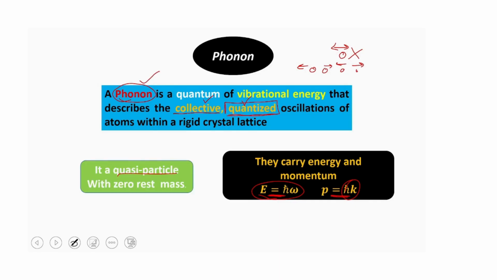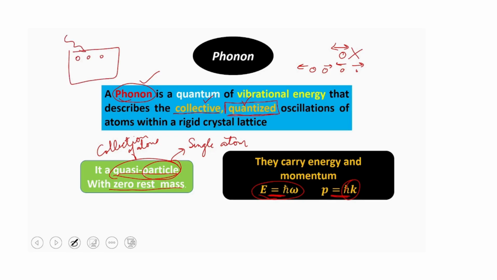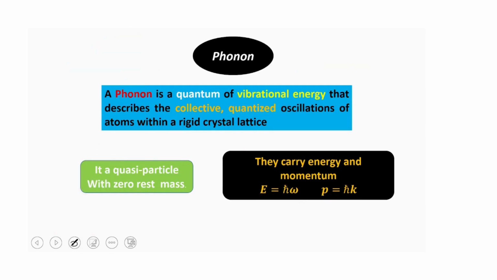It is a quasi particle because if it were a particle, then we would have considered a single atom's oscillation as a wave, but here we have taken the collection of particles that makes the phonon a quasi particle, and just like the photon, its rest mass is 0. Now we will do the mathematical derivation of how this phonon affects the interaction of photon with the lattice, and how the interaction of photon with phonon takes place. That means how the scattering of photon is affected by this phonon, which is the internal vibration of atoms.